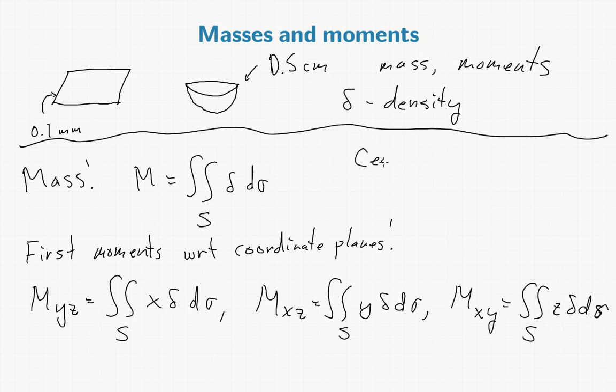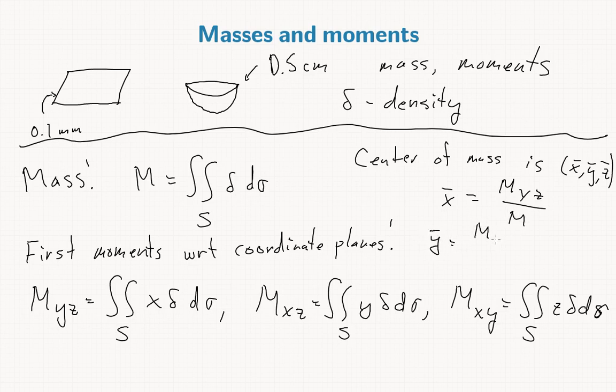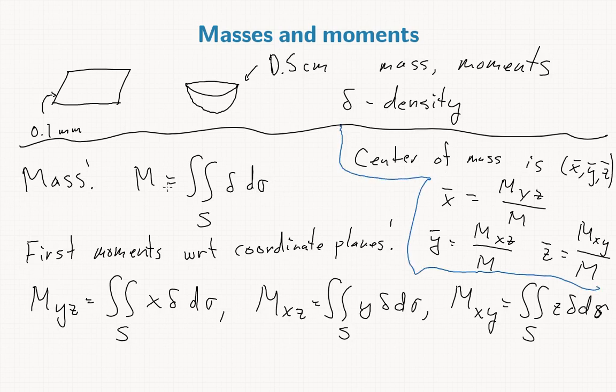And then the center of mass is x bar, y bar, z bar, where x bar is the moment with respect to the yz plane, m yz over m. Y bar is m xz over m, and z bar is m xy over m. Maybe I'll try to delineate these a little bit, but I'm about to erase them anyway.